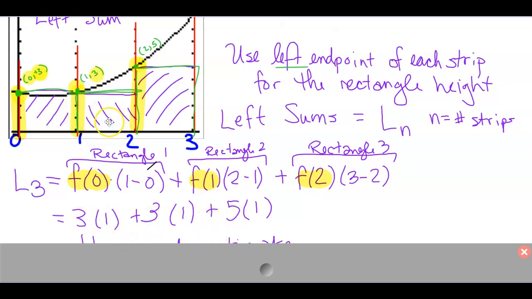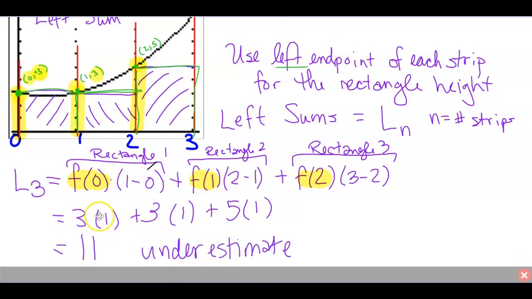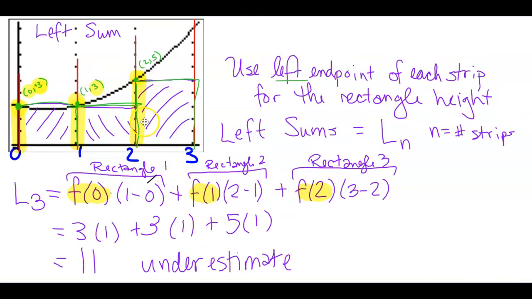Notice both of those rectangles are the same. So they both have 3, plus 3, plus 5 is 6. And you'll see that this is an underestimate. Notice if we were to actually fill in the area that we found, our answer would not be enough to get close to the total area. So this would be an underestimate.